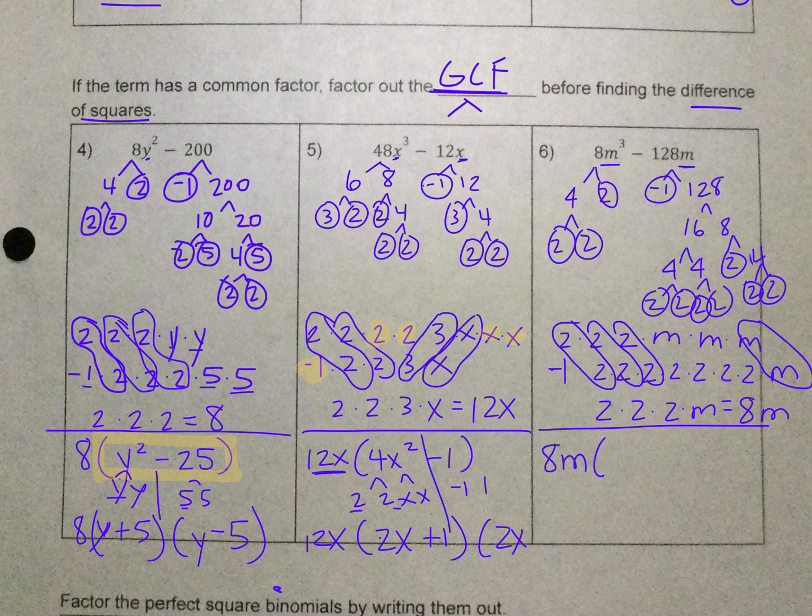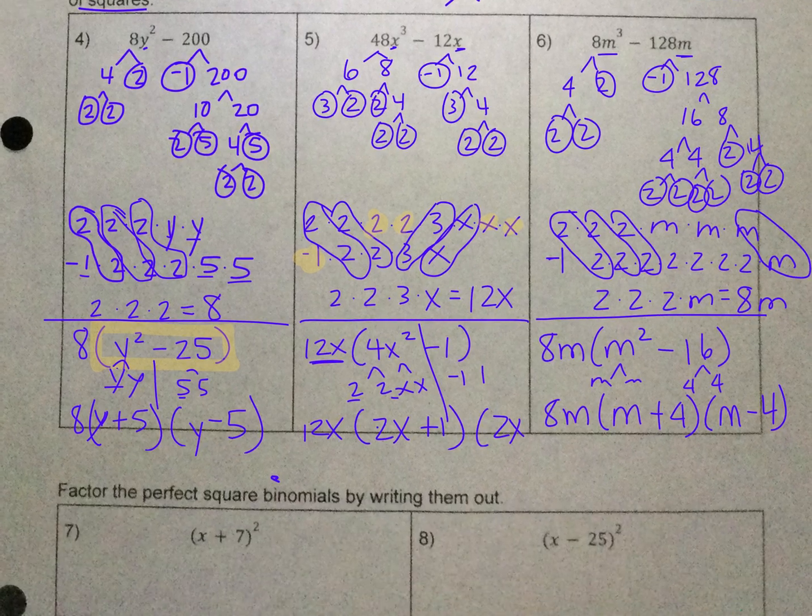M goes in front. We just leave it there. On top, I'm left with m squared minus, because negative 1 times 2 times 2 times 2 times 2 is 16. Well, that's perfect, and that's 4 and 4. So 8m times m plus 4 times m minus 4. All right, that's a lot of work, a lot of circles, but you can do it.